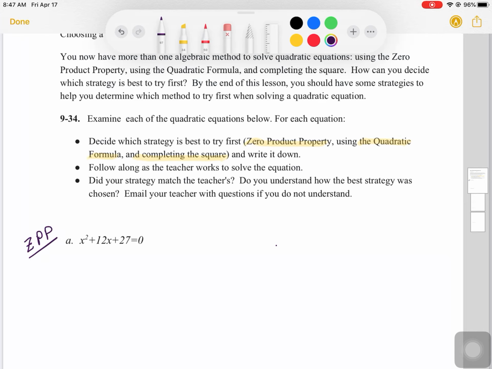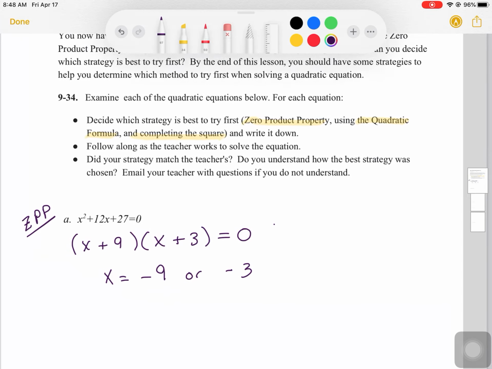And doing that means we have to be able to put it into factored form. When I look at 27, 9 and 3 jump into my head automatically, and 9 plus 3 adds up to 12. So I know this can be easily factored. x plus 9 times x plus 3. And then we use that zero product property to get our 2 solutions of -9 or -3. So that was a pretty straightforward one. I'm guessing most of you also chose the zero product property for that one.